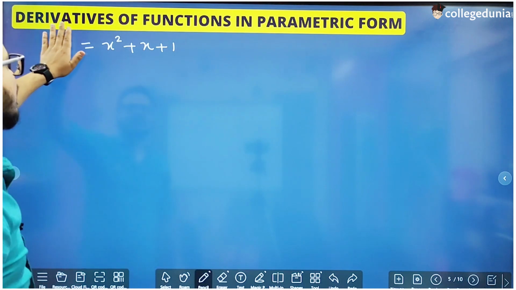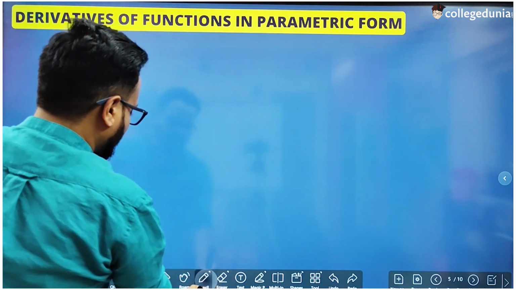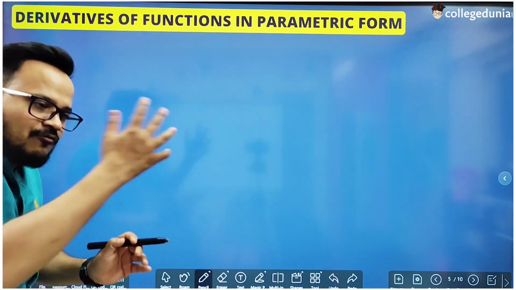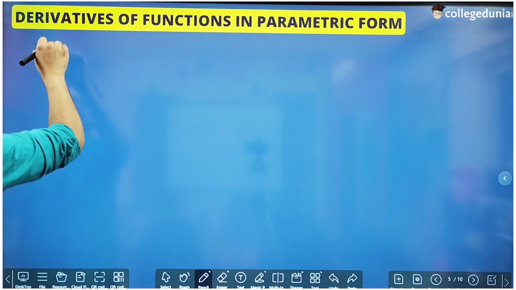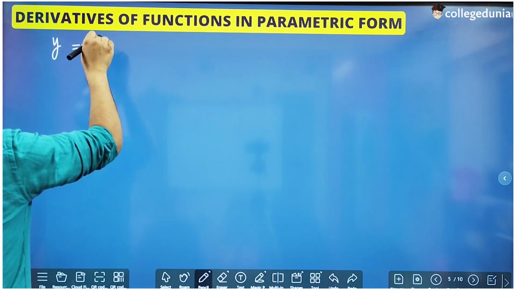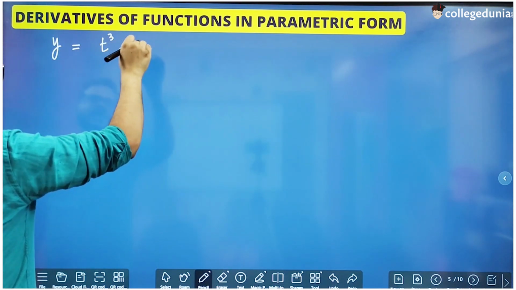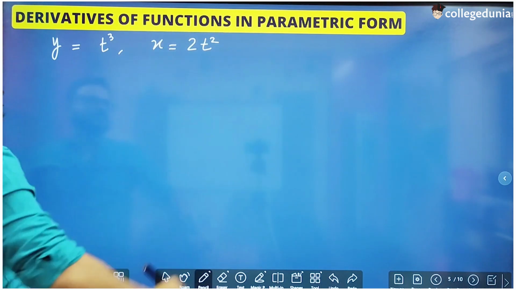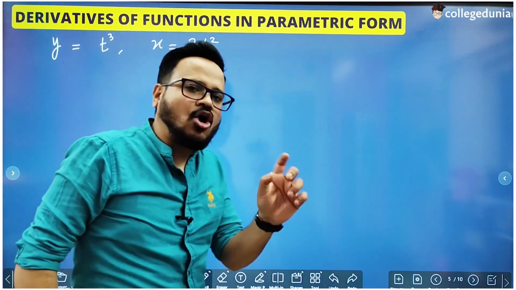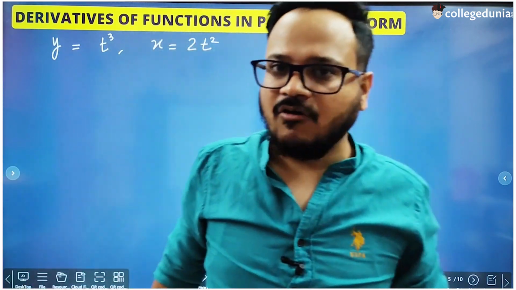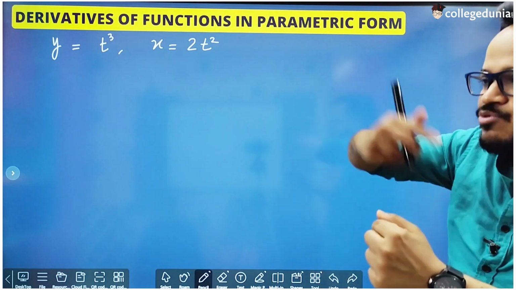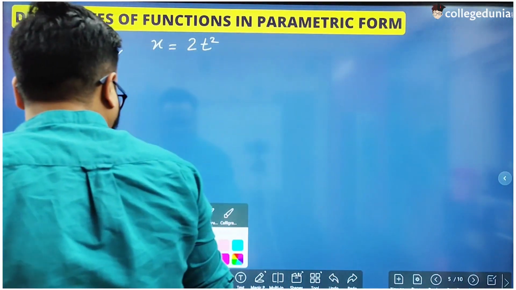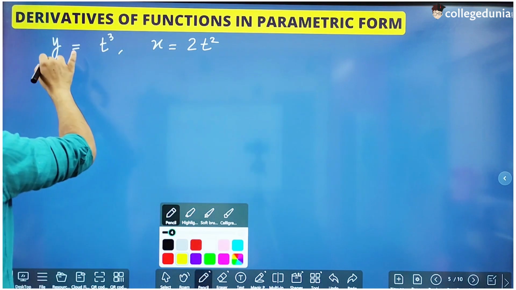But what are parametric functions? In parametric functions we get both x and y in terms of a third parameter. For example, let us say y is given as t cube and x is given as 2t square. Here t is the parameter, or the third variable, so the values of both x and y are given in terms of a third parameter, and such functions are called parametric functions.